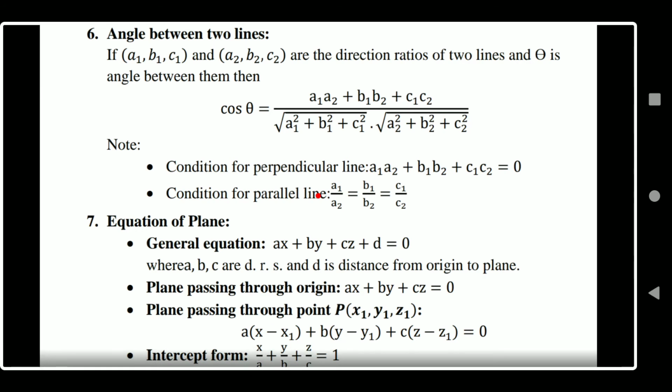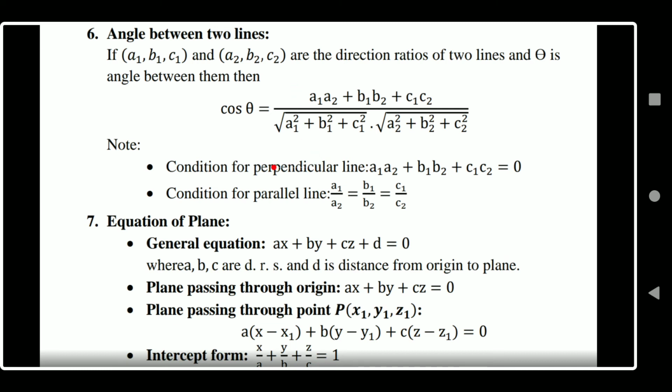The next point, angle between two lines. If a1, b1, c1 and a2, b2, c2 are the direction ratios of two lines and theta is the angle between them, then cos theta is equal to (a1 a2 plus b1 b2 plus c1 c2) upon under root (a1 square plus b1 square plus c1 square) into under root (a2 square plus b2 square plus c2 square). This is an important formula to find the angle between two lines when a1, b1, c1 and a2, b2, c2 are the direction ratios.